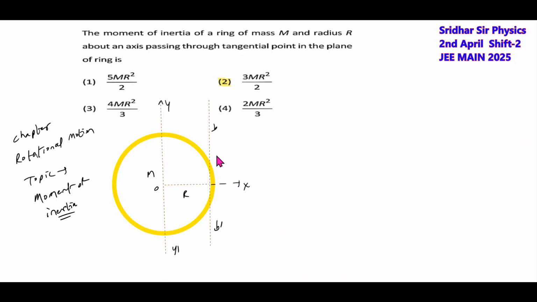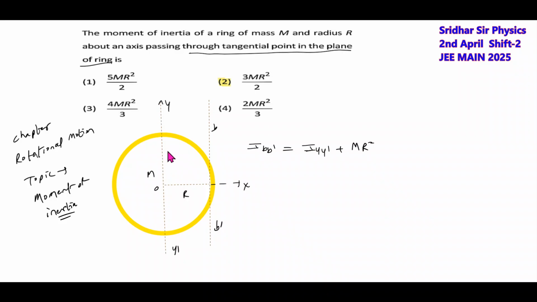How is the axis? The axis will be tangent and will lie in the plane of the ring. I think it's all about the language. Through a tangential point in the plane of the ring means about BB dash, the moment of inertia we have to find out. Applying the parallel axis theorem, I_YY dash plus m into r square. This will be the moment of inertia.